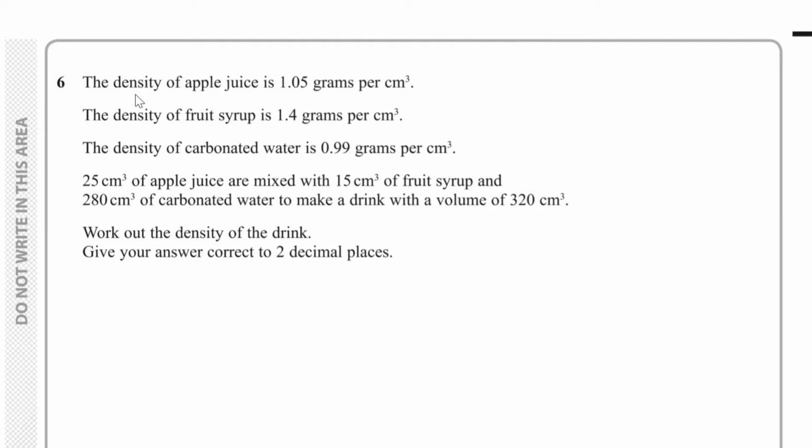Question number 6. The density of apple juice is 1.05 grams per centimeters cubed. The density of fruit syrup is 1.4 grams per centimeters cubed. The density of carbonated water is 0.99 grams per centimeters cubed. 25 centimeters cubed of apple juice are mixed with 15 centimeters cubed of fruit syrup and 280 centimeters cubed of carbonated water to make a drink with a volume of 320 centimeters cubed. You have to work out the density of the drink, give your answer correct to 2 decimal places.